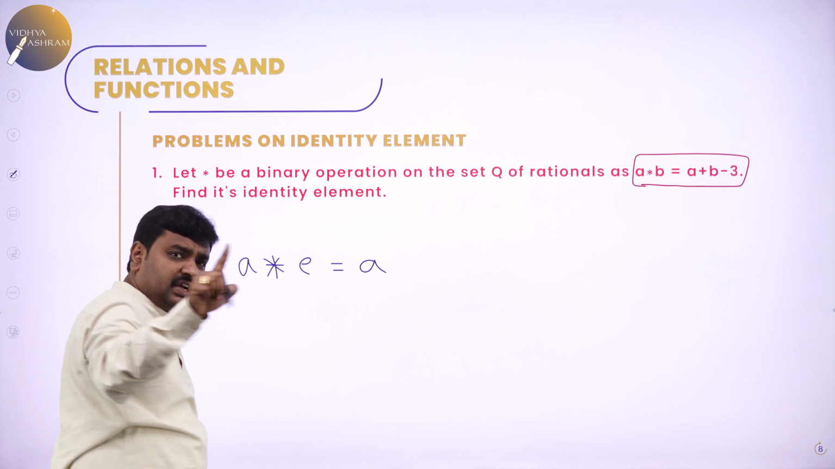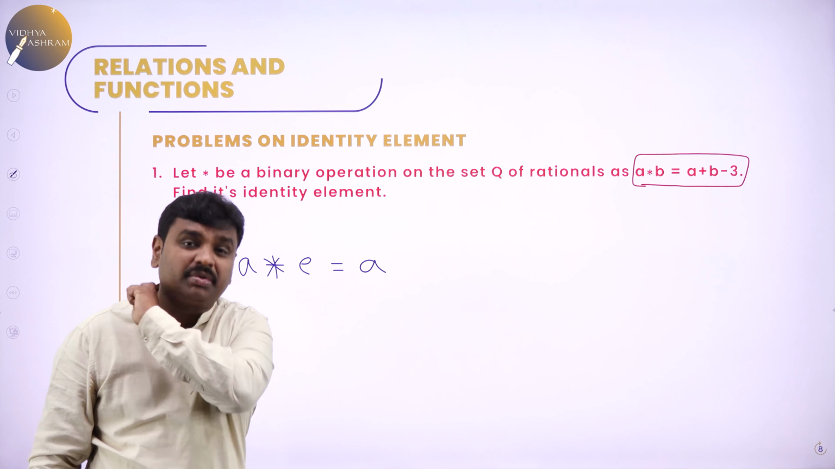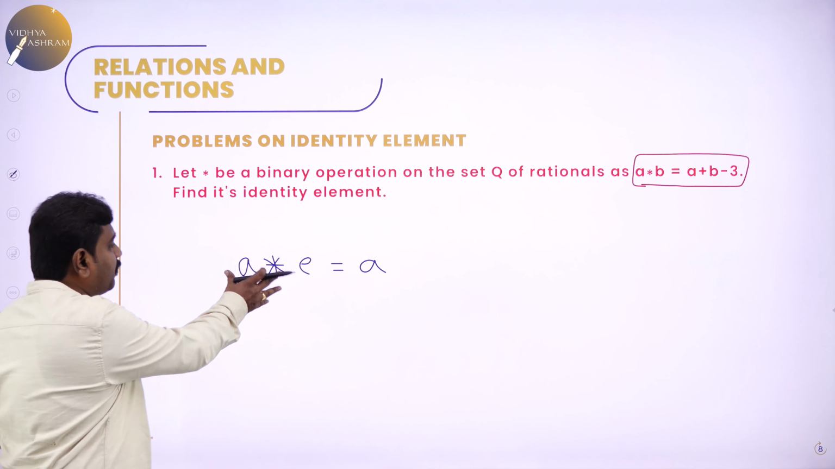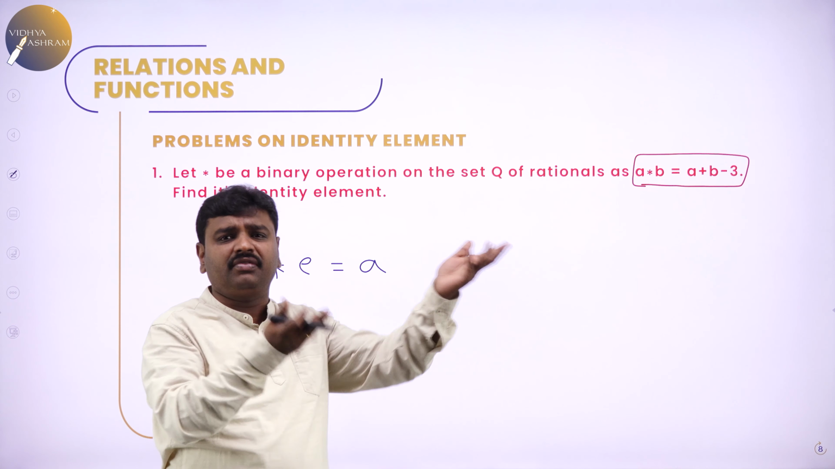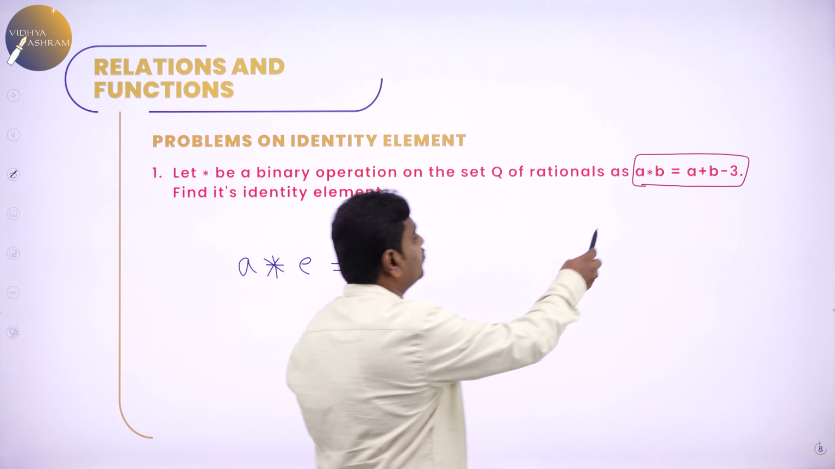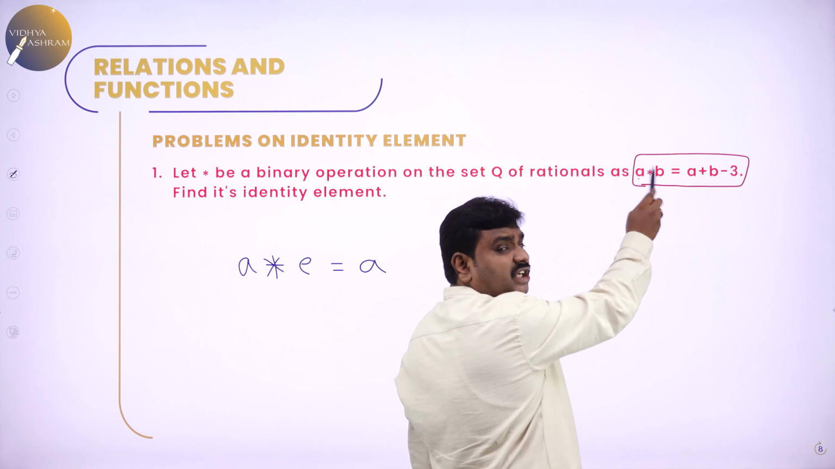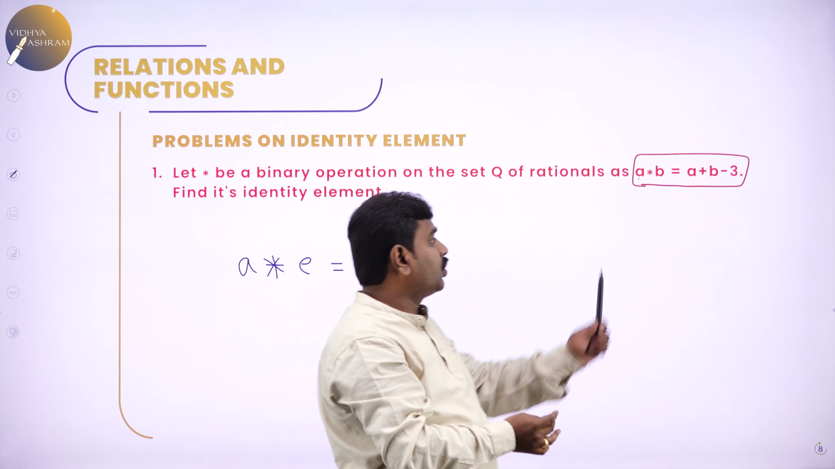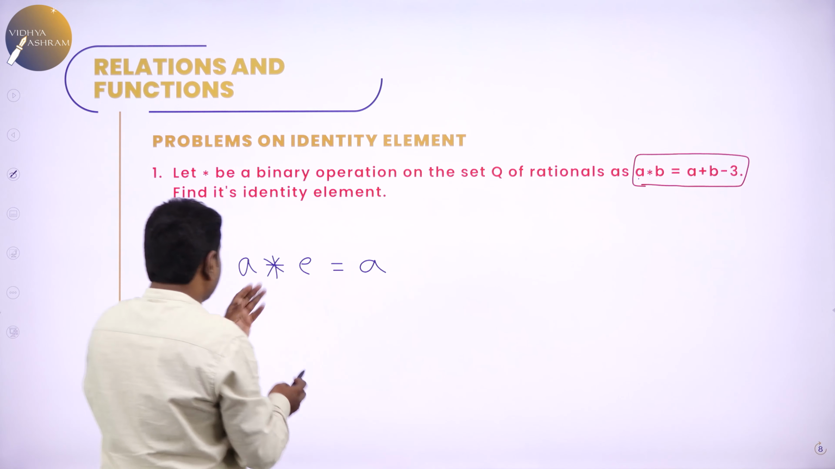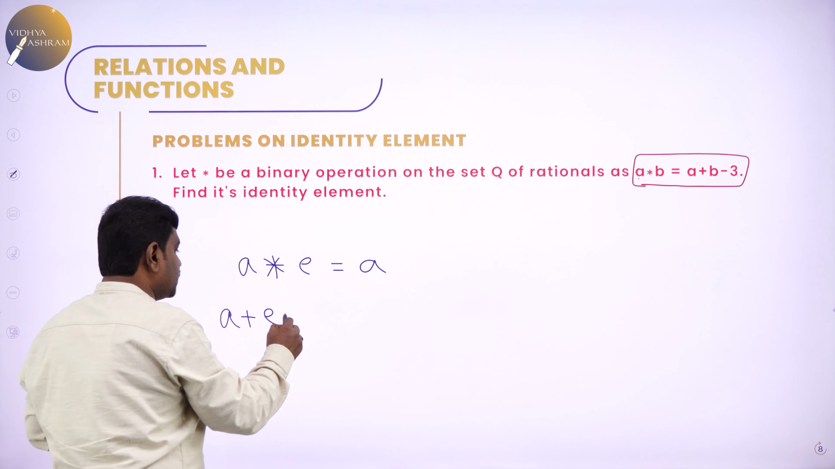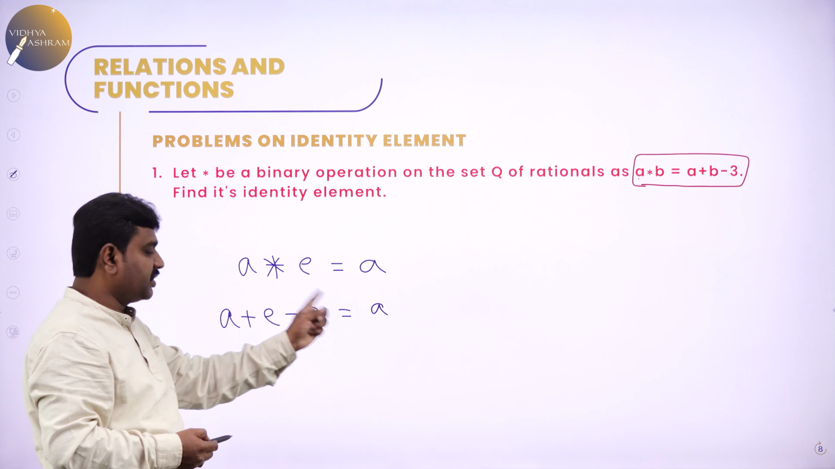Any problem on identity element, if they ask, first you write this formula: A star E is equal to A. Then on the left side apply the definition. I told you this is the easiest chapter, because the formula will be in the question itself. How to read this? First element star second is first plus second minus 3. Now A star E can be written as A plus E minus 3 is equal to A.